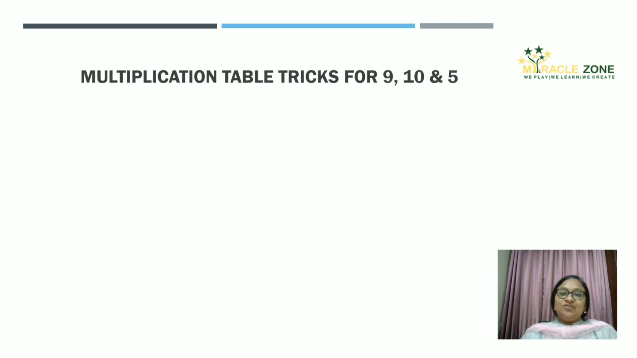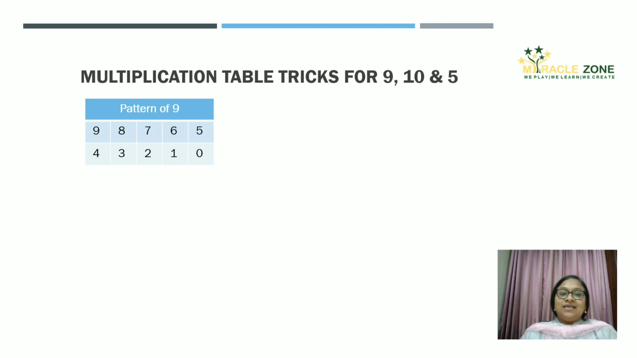As you all know, when you multiply 1 with any number, you will get the same number. So we will start with the multiplication table for 9. If you look at all the multiplication tables, we can see some pattern there. So let's see what the pattern is for 9.